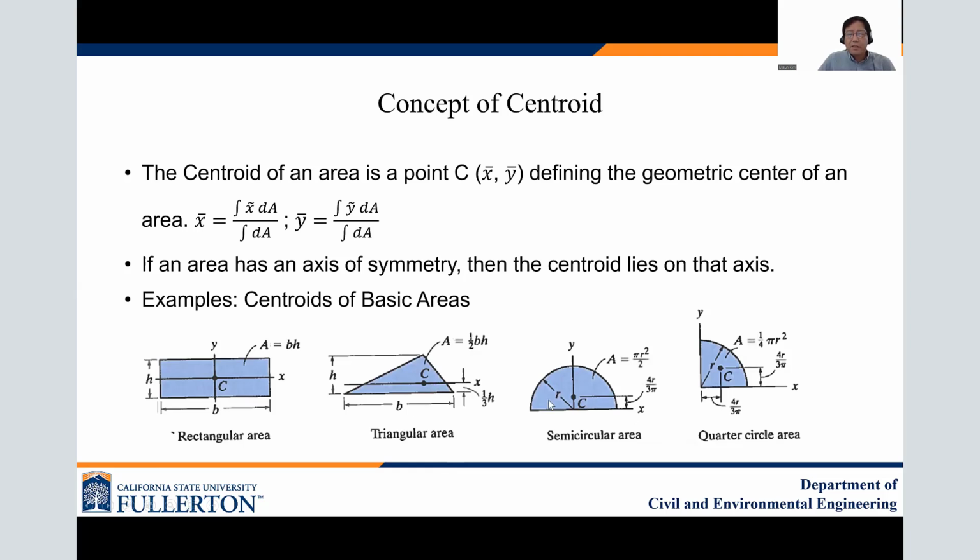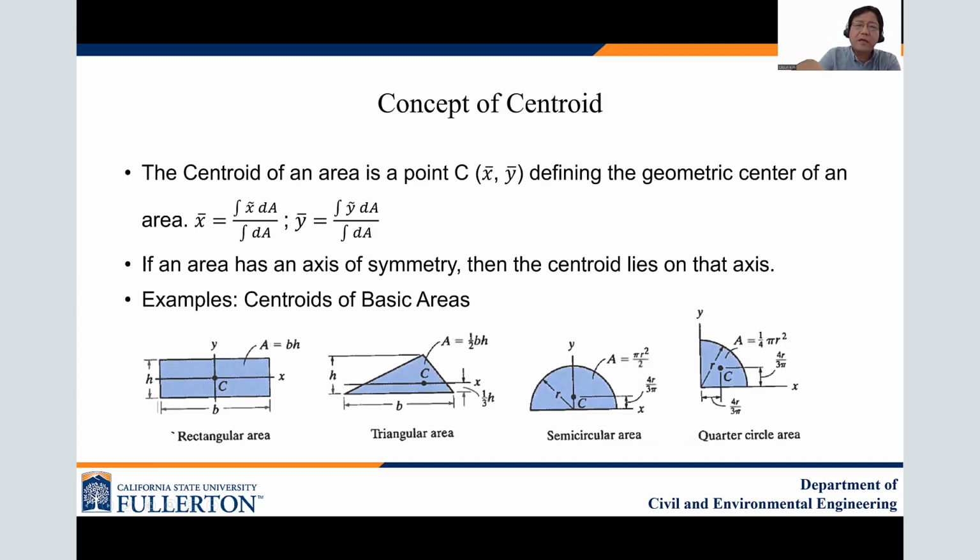And then this one is the semicircular area. The x location is 0 in this one, right? But the y value is at 4r divided by 3 pi. R means the radius of this semicircle. And then for the quarter circle area, x bar is at 4r over 3 pi, and y bar is at 4r over 3 pi.